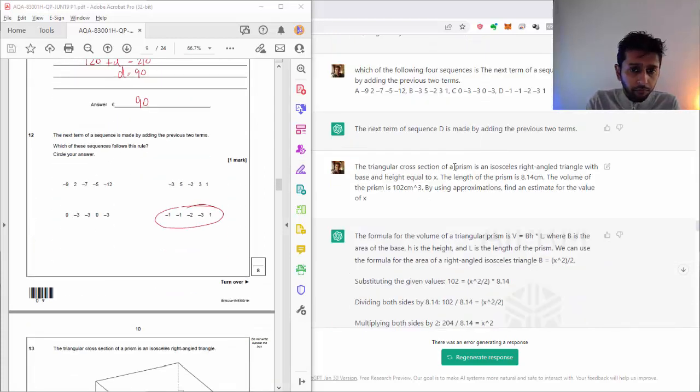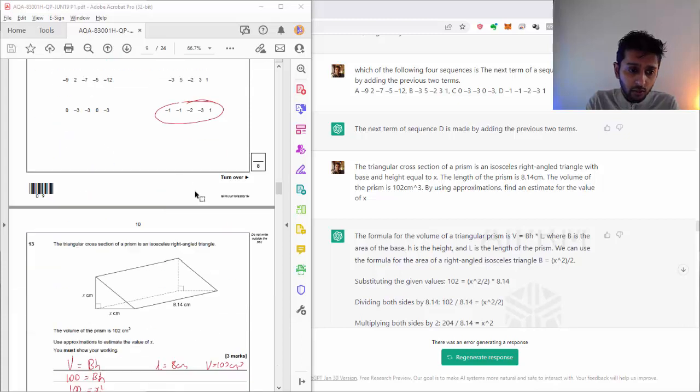Number 12. I gave it 4 sequences, and I wanted to know which of these sequences is the next term made by adding the 2 previous terms, and it said the answer is D. So I just circled the last one there.